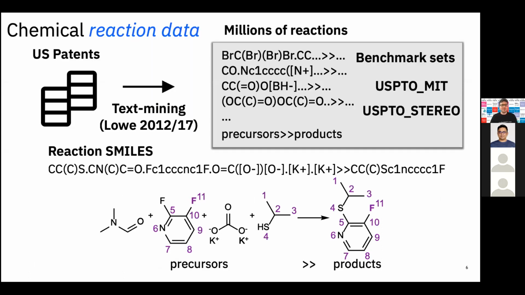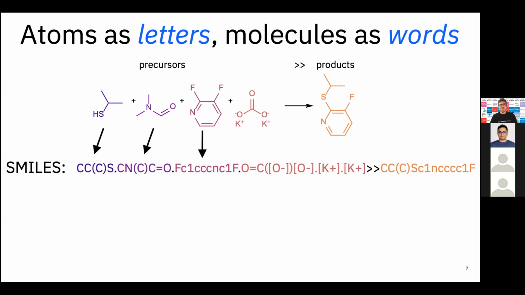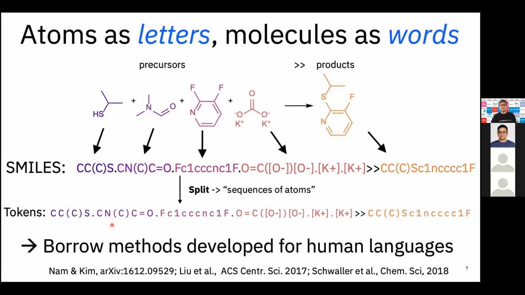For the next 35 minutes, this here will be the representation of choice, because it allows me to represent atoms as letters and molecules as words. And then after splitting them into sequences of atoms, as you see here, the tokens separated by spaces, I can borrow methods developed for human languages and apply them to chemistry. For example, we can cast the chemical reaction prediction task, where we try to predict the most likely product given the precursors, as a translation task.